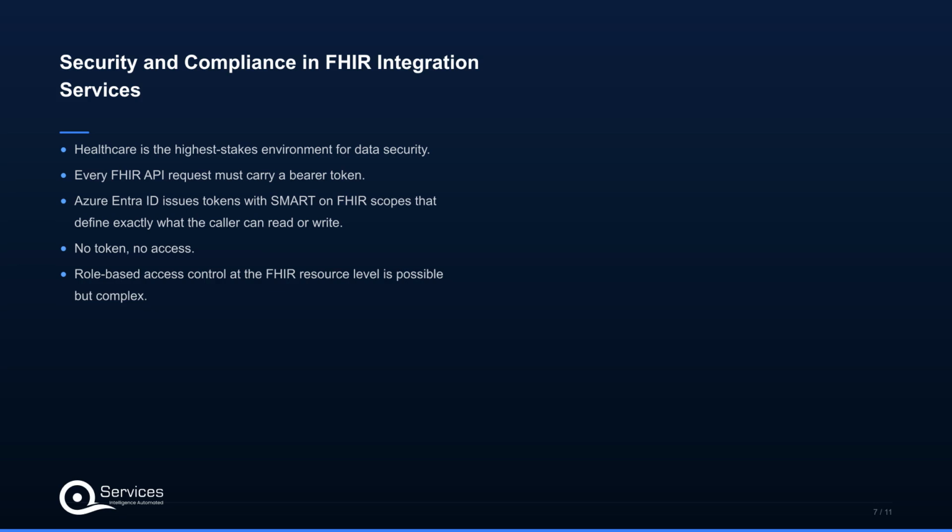Role-based access control at the FHIR resource level is possible but complex. The FHIR specification supports Consent and Provenance resources for fine-grained access control, but implementing them correctly requires careful schema design. Most teams implement coarse-grained RBAC at the APIM layer and reserve fine-grained consent enforcement for the most sensitive resource types.